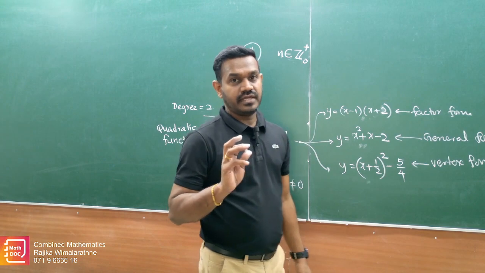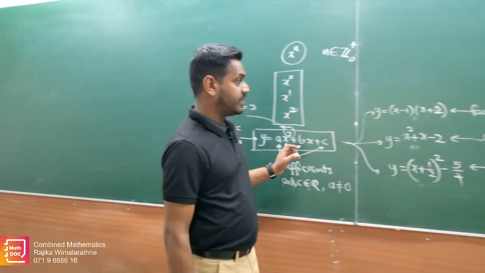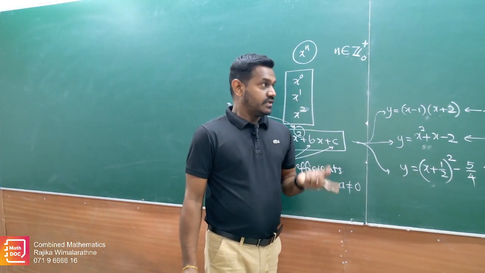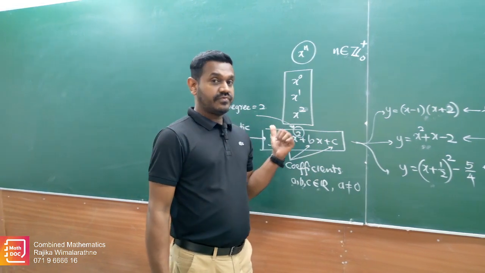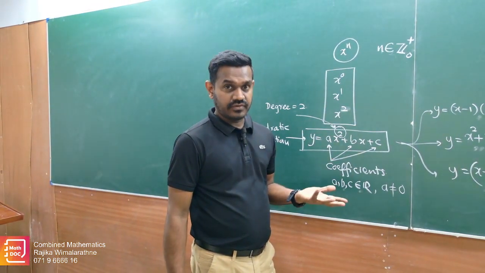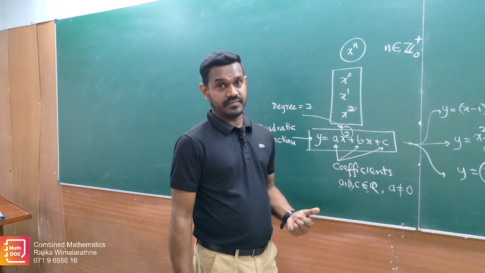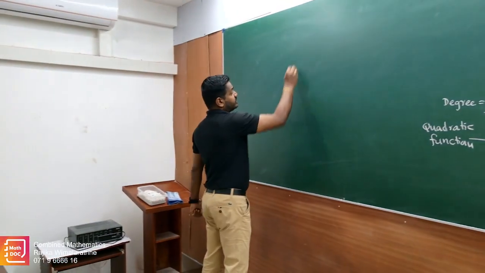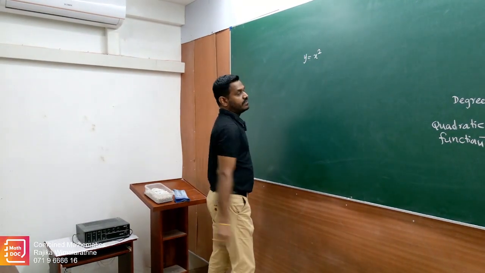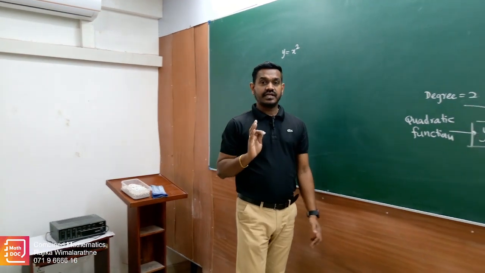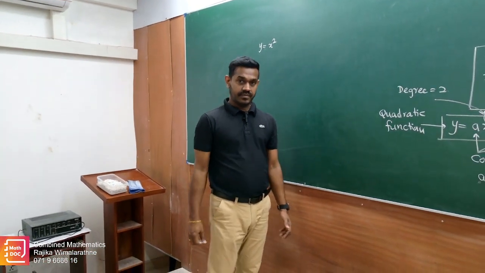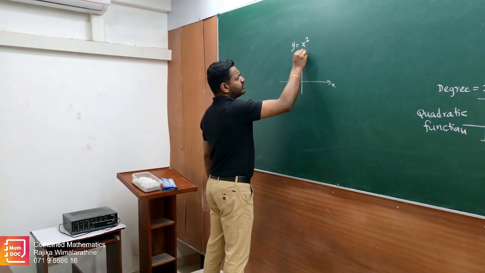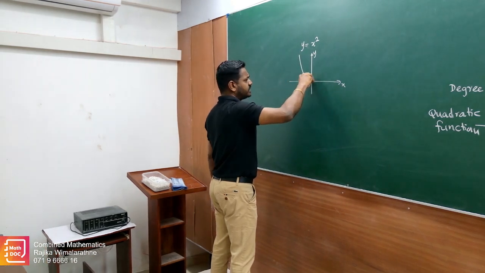So however you identify a quadratic, there will be an x squared term. These we call quadratics. The mother function of this type of quadratic we say is y equals x squared. Now the graph of y equals x squared: remember, a quadratic graph always has a parabolic shape. Here the x-axis, y-axis, and here the parabolic shape graph.